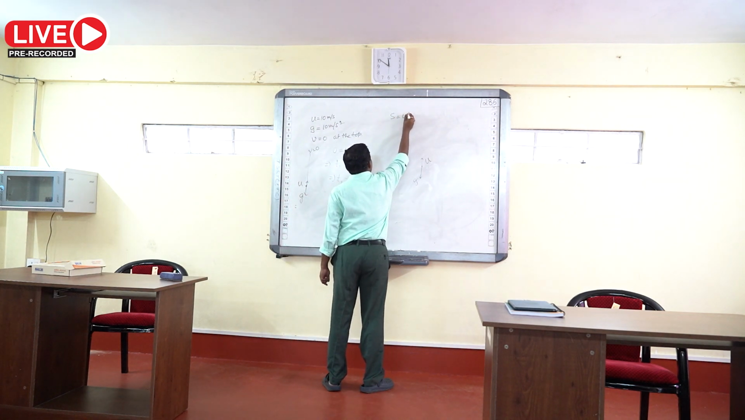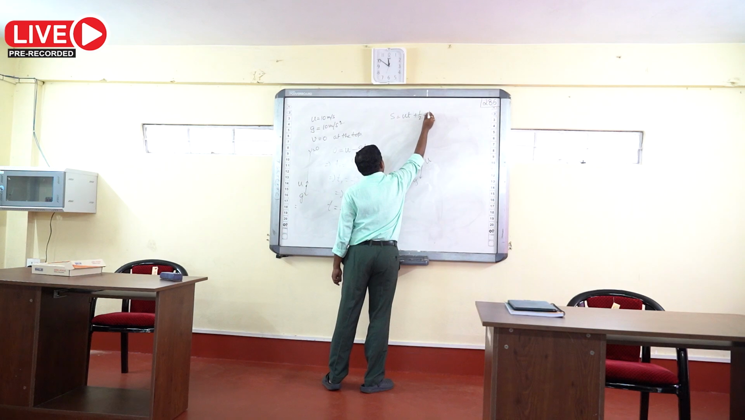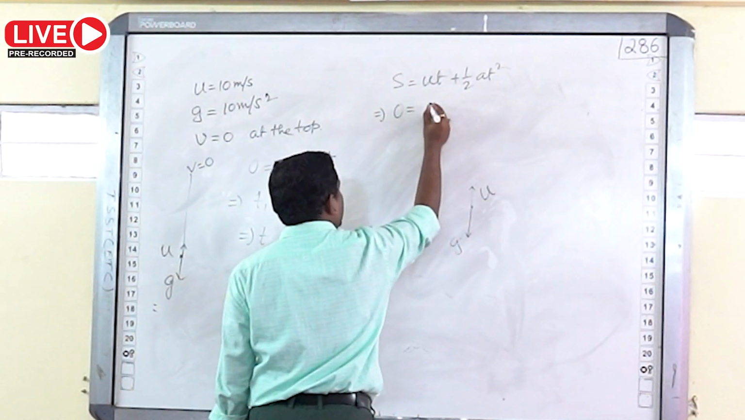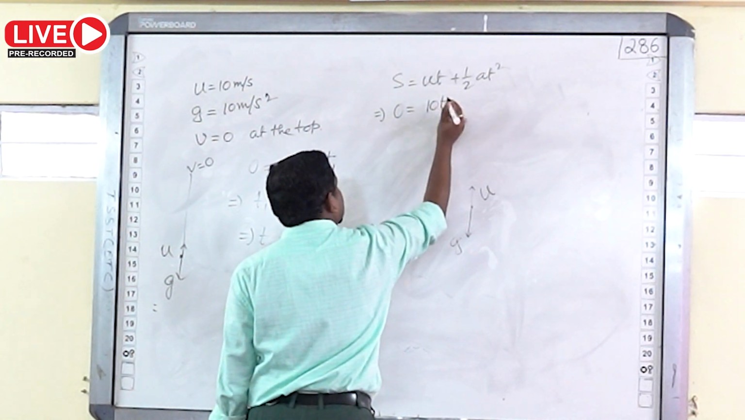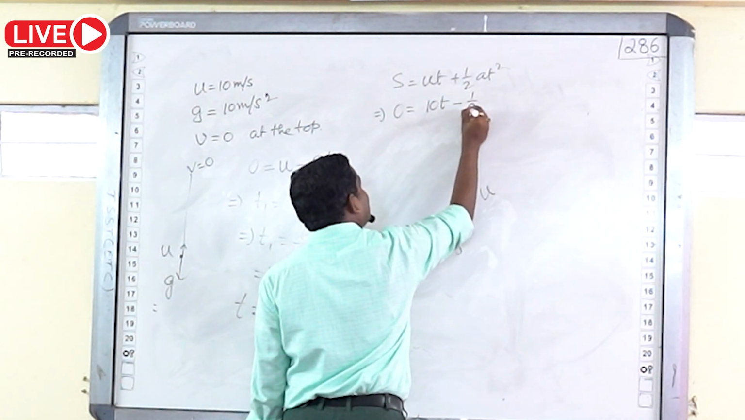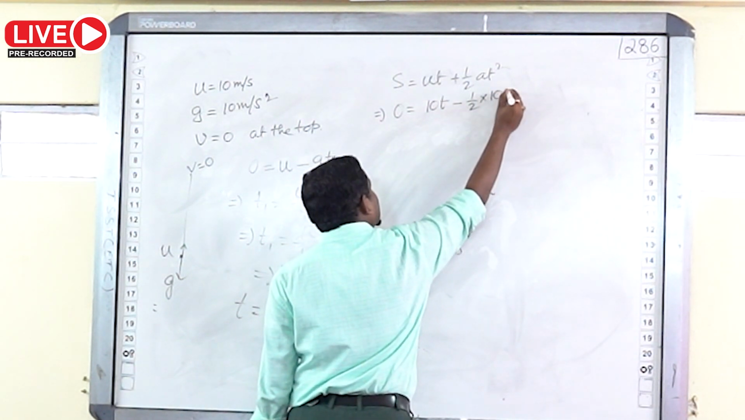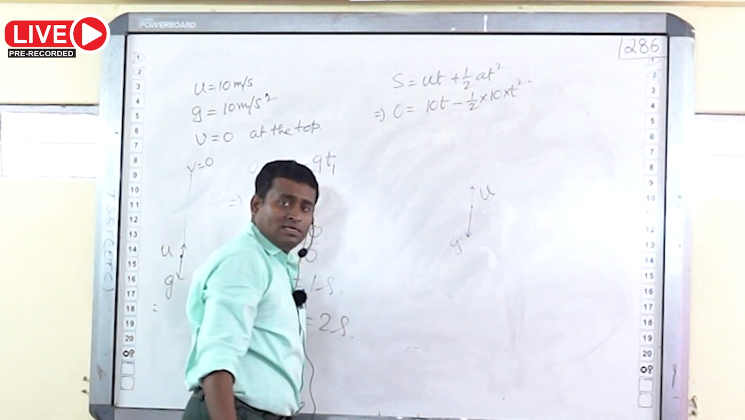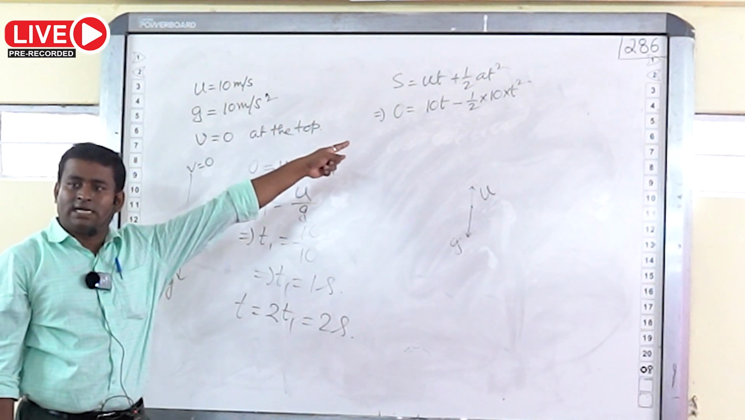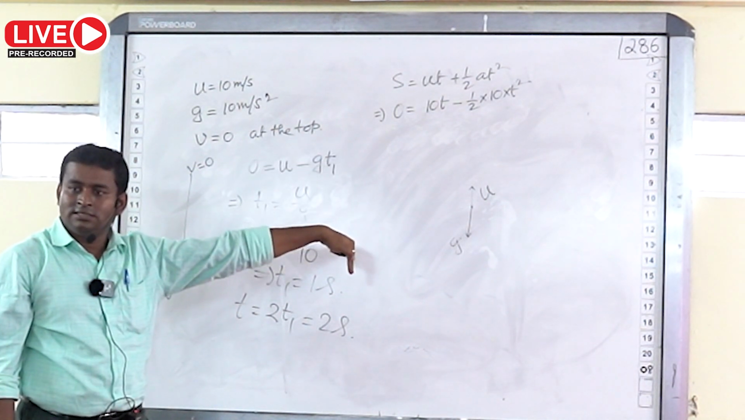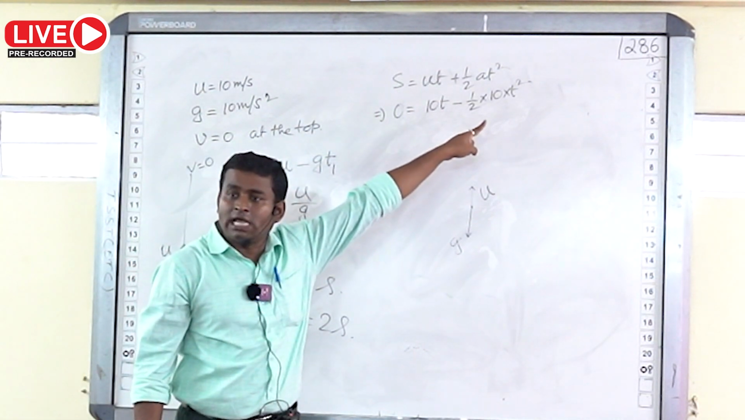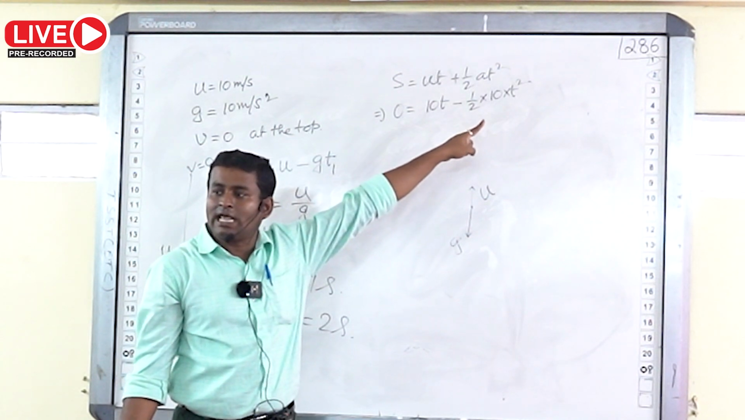S equal to ut plus half at square. Just put displacement equal to 0. u is in the upward direction, so positive: 10 T, minus half, 10, T square. g is 10. So in place of the value of a, I put minus 10 because g is in the downward direction. So in how much time is the displacement 0? The total time. So that has to be directly calculated here.